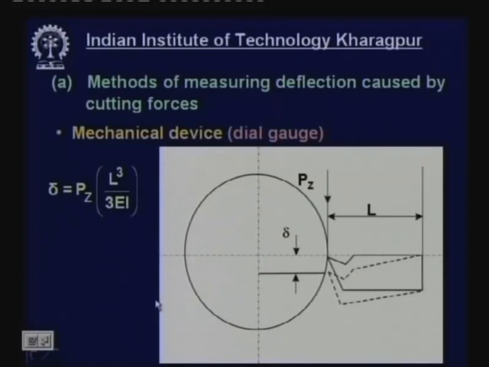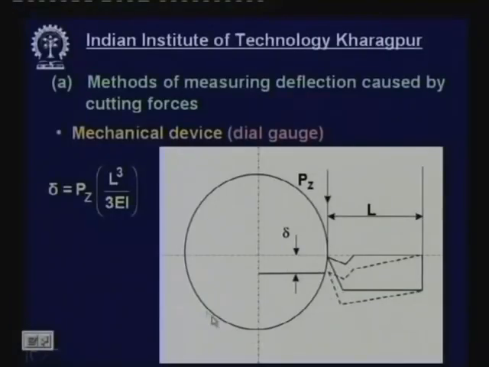Now come to this one, mechanical device. Now the question is, how shall we measure this deflection delta? This can be measured by various methods. Mind that this delta is very small. It will be of the order of say a fraction of a millimeter. Otherwise the machining characteristics will be affected, like depth of cut will change and the diameter will change. So deflection normally is low, in the order of a fraction of a millimeter.